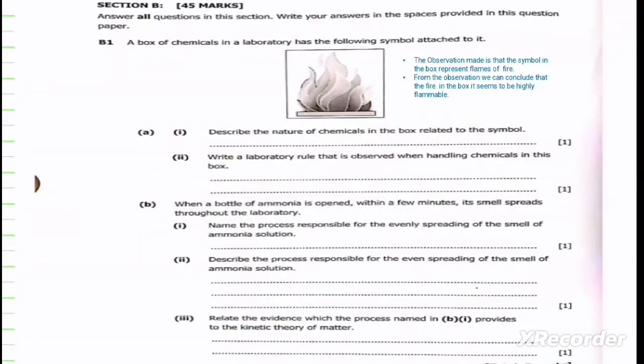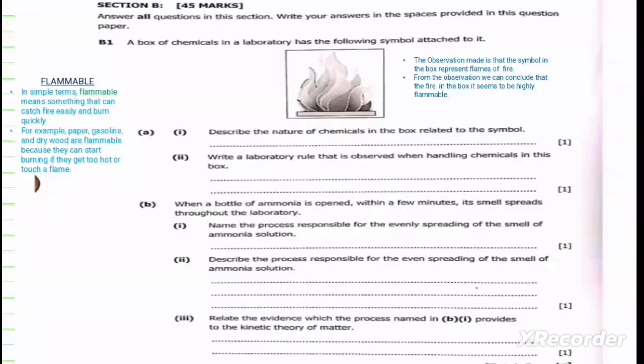Now, what is highly flammable? Something that is highly flammable is something that catches fire easily and burns quickly. For example, paper, gasoline, and dry wood are flammable. They can start burning if they get too hot or touch a flame. So something that is flammable catches fire easily and burns quickly. Let us start answering the question.